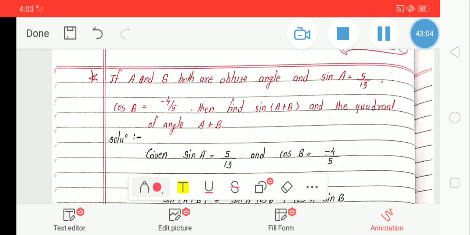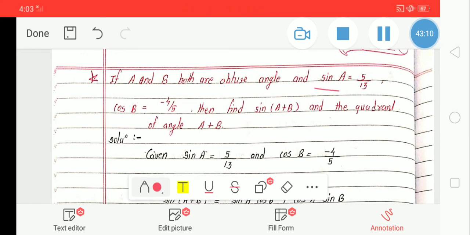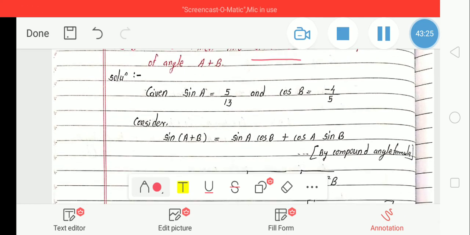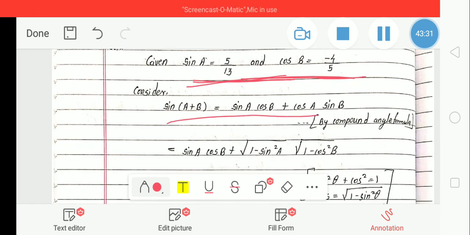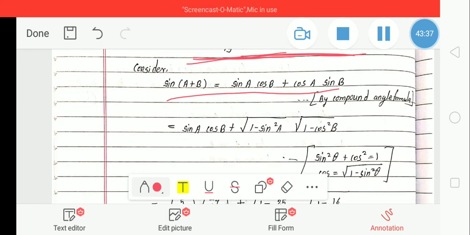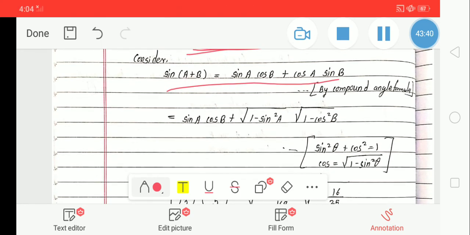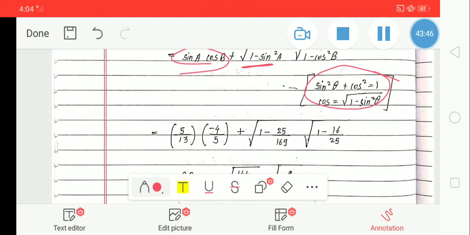In the last example, A and B are both obtuse angles, and sin A is equal to 5 divided by 13 and cos B is equal to minus 4 by 5. Then find sin(A plus B) and the quadrant of angle A plus B. We have to find sin(A plus B) and which quadrant A plus B is in. So here, this is given, and sin(A plus B), by the compound angle formula, is sin A cos B plus cos A sin B. We put the given values in this formula.